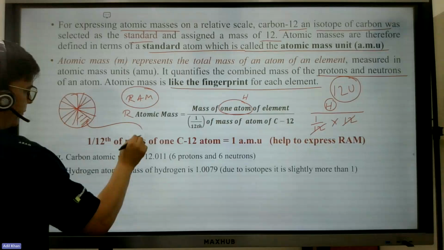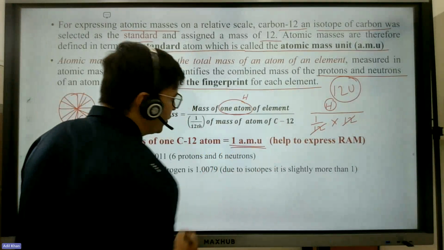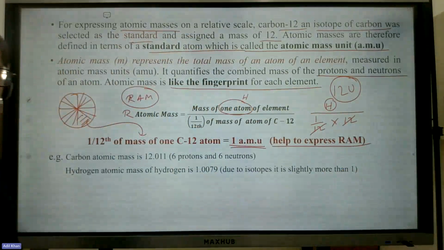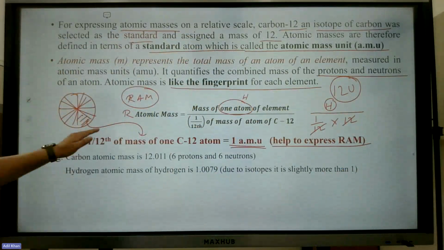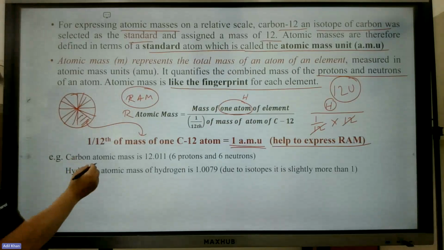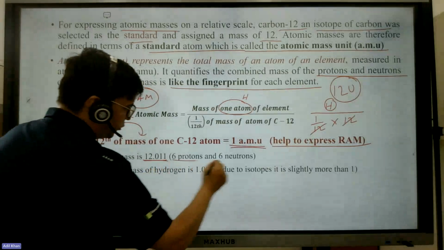the 1/12th mass of one atom of carbon 12 is 1 AMU or 1 U. It helped to express RAM, that is relative atomic mass. So 1/12th mass is nothing but 1 AMU. An example, carbon atomic mass is 12.001. 6 protons and 6 neutrons are there.